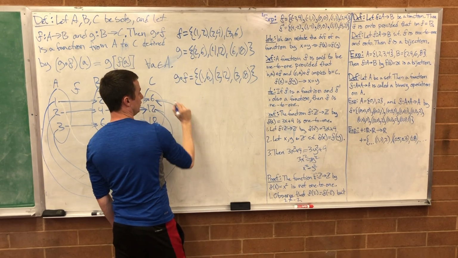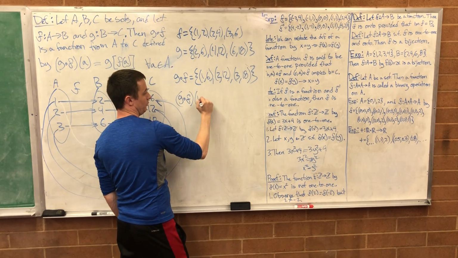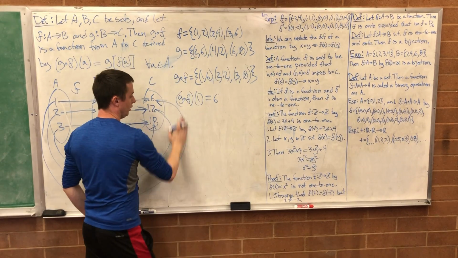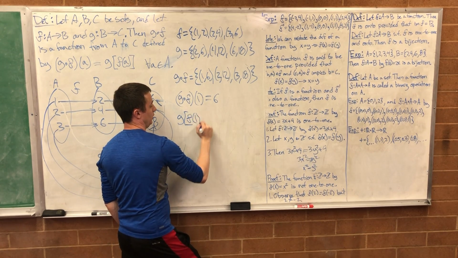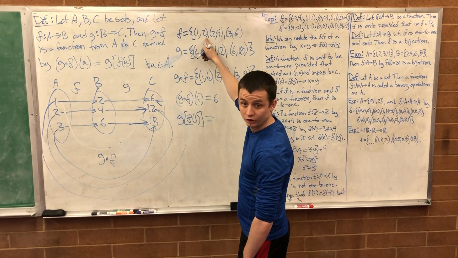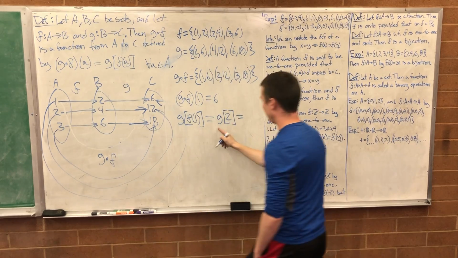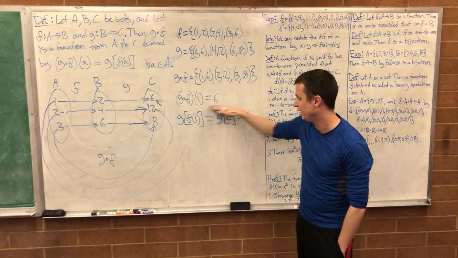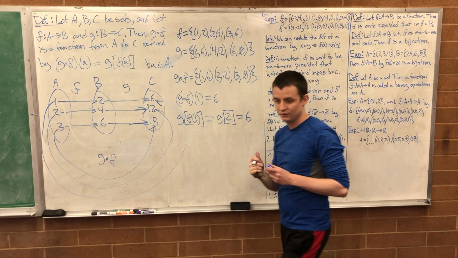And notice that G composed with F of 1 is equal to what? 6. It's paired with 6. Well, also look at g of f of 1. What's f of 1 equal to? 2. F of 1 is 2. So now we have g of 2. What's g of 2 equal to? 6. What's paired with 2 in g? 6. So this and this give the exact same thing. Make sense?